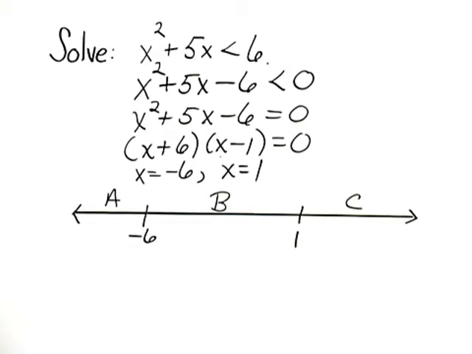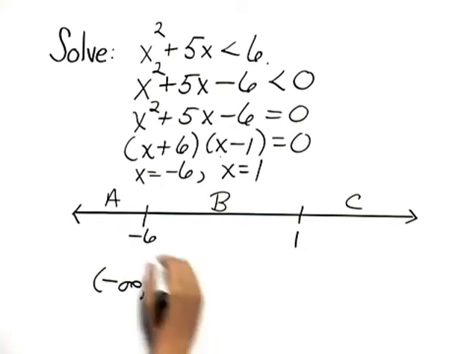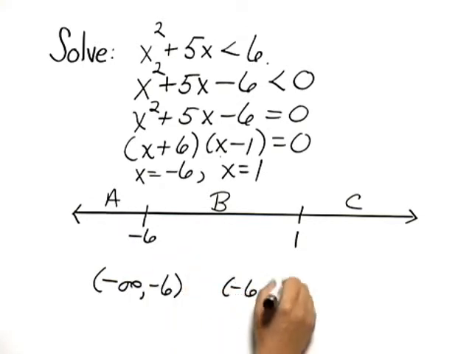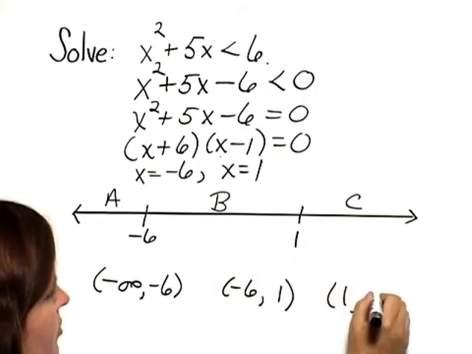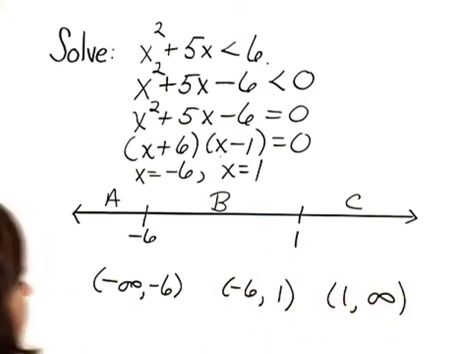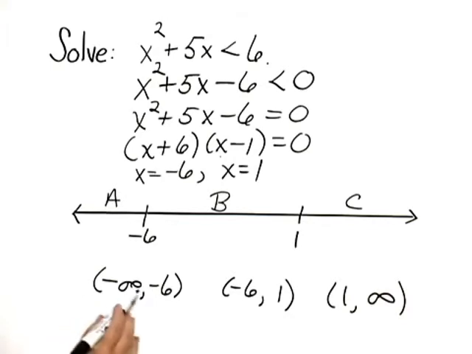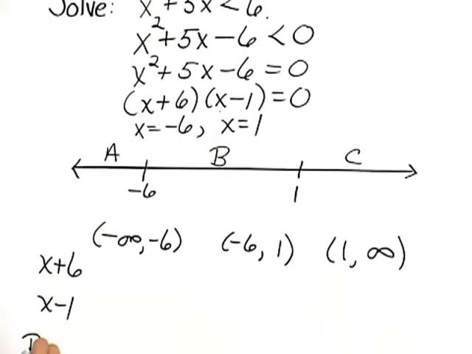So for our next step, we want to determine where that x squared plus 5x minus 6 is negative and where it's positive. We have the intervals negative infinity to negative 6, and then the interval negative 6 to 1, and then the interval 1 to positive infinity. This is interval A, interval B, and interval C. Instead of thinking of x squared plus 5x minus 6, let's think of the factored form x plus 6 times x minus 1, because then we can look at the signs of those factors. And then we'll look at the sign of the product.